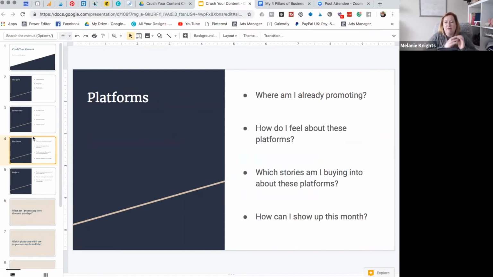So what I want you to think about is your platforms, where you're already promoting. I want you to ask yourself how you feel about these platforms that you're planning to promote your brand or business on over the next 90 days. And I want you to ask yourself which stories you are buying into about these platforms. Which stories are you buying into, right?